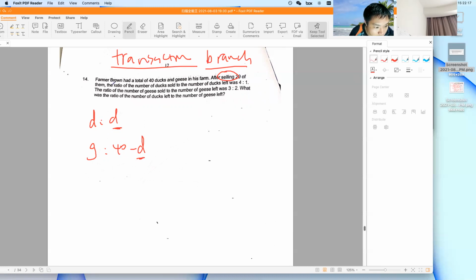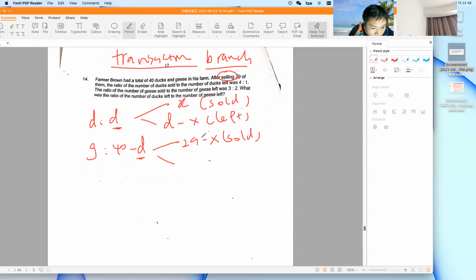After selling 29 of them, I don't know which ones the 29 are, so I know they add up to 29. Let's say X here, and Y here. I'm not going to use Y because that means I'm going to have many letters. So I have 29 minus X sold. Then of course you have D minus X left. Then you have 40 minus D minus 29 plus X left. This is the first round.